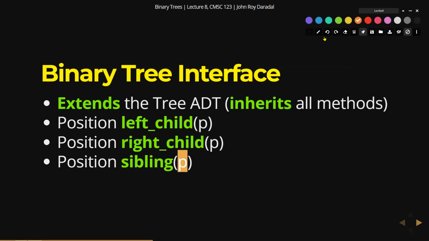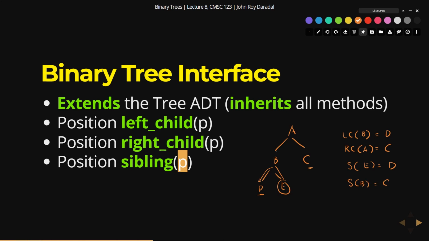So something like this. If you have A, B, C, D, E, so if I call left child of B, that would return D, because that is the left child of B. If you go right child of, let's say, A, then that would be C, because that is the right child of the node A. And then the sibling of E would be D. E is the right child, so you go to the parent and then get the opposite, the left child, so that's D. And then for the sibling of B, that would be C, because B is the left child of A, so you go back to the top and then get the opposite, which is the right child, and then you get C. Okay, so that is the sibling.